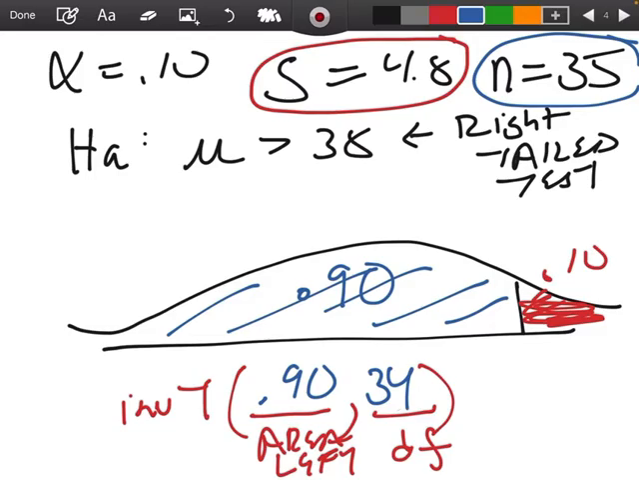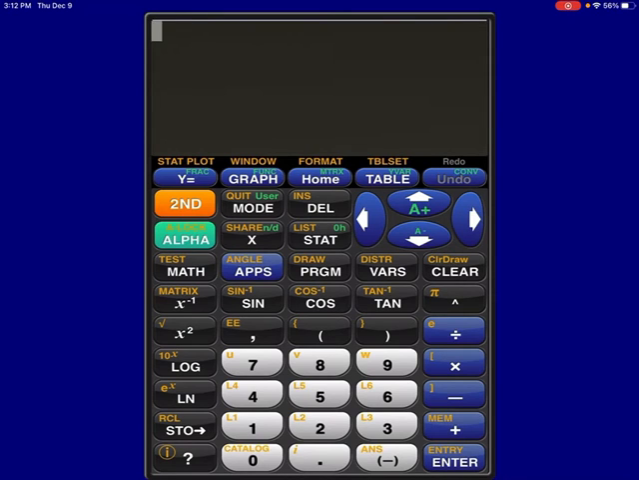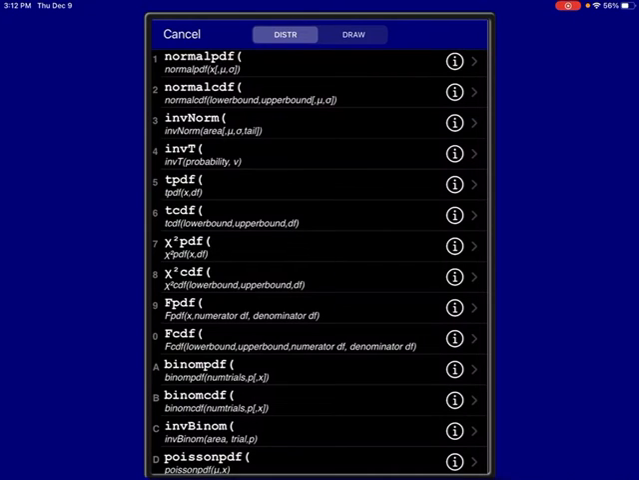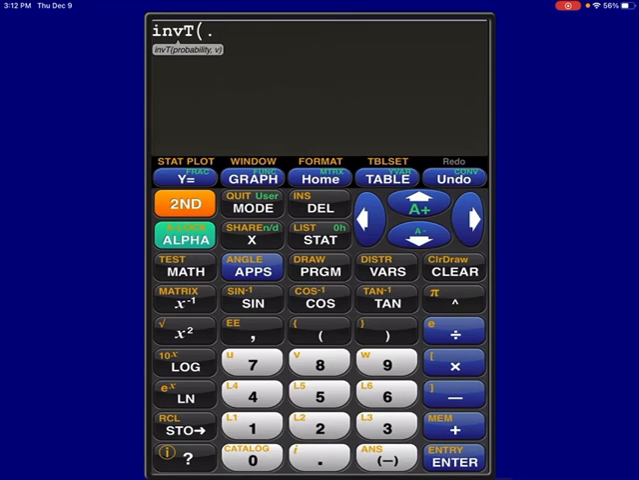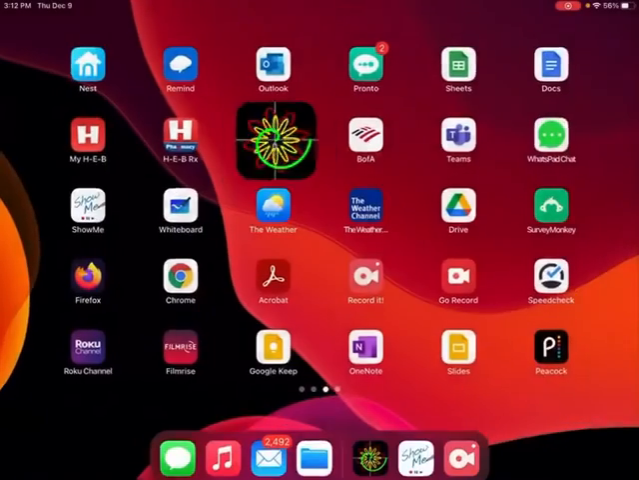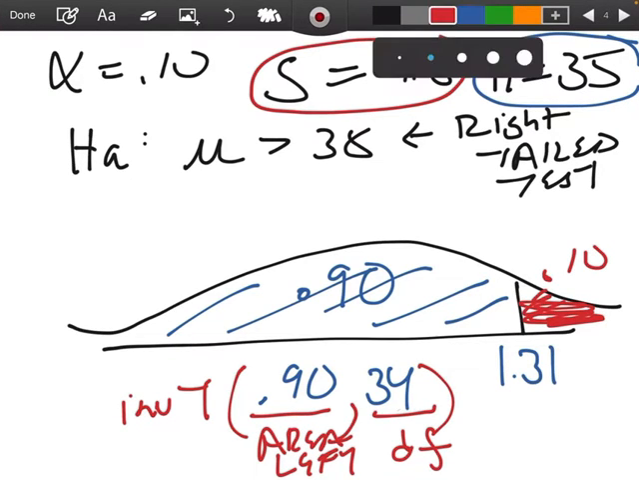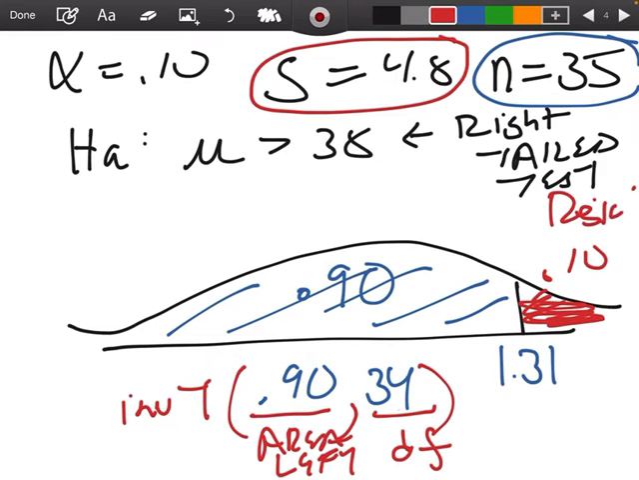We look at our value of n, and we say this is just going to be 1 less. So this is going to be a 34, okay? Let me show you how I'm going to do this part on my calculator again. We're going to clear all this, go second vars, go to inverse t, and put 0.90, comma, and we said our degrees of freedom was 34. The value that I'm coming up with here is 1.31. So right here, y'all, this value is a 1.31.